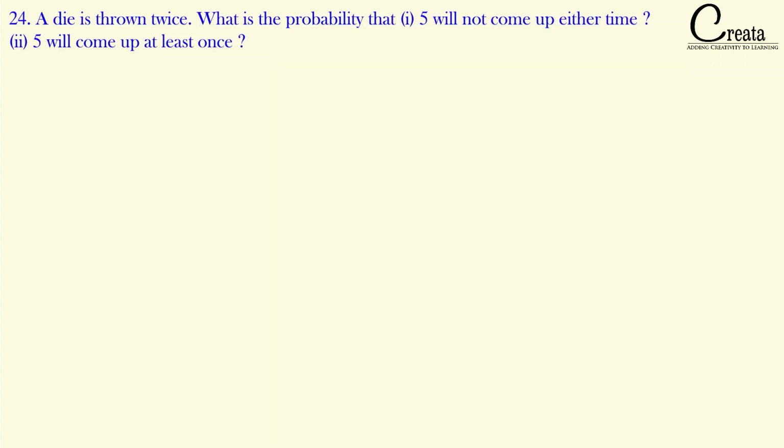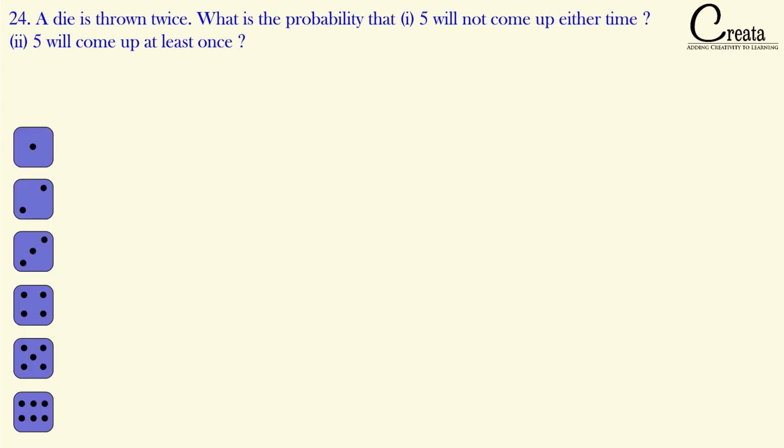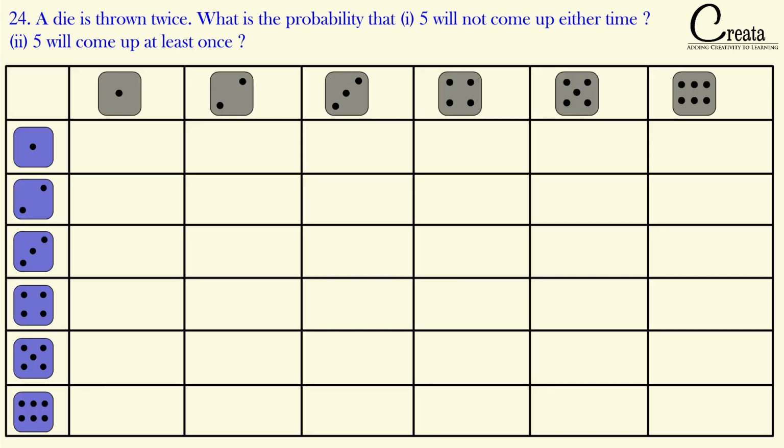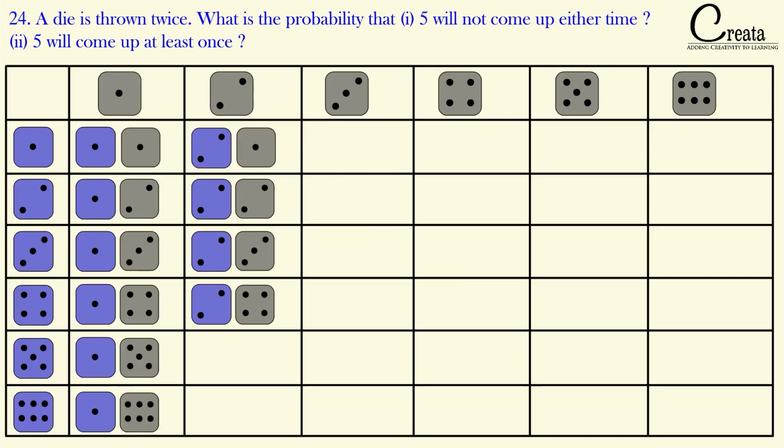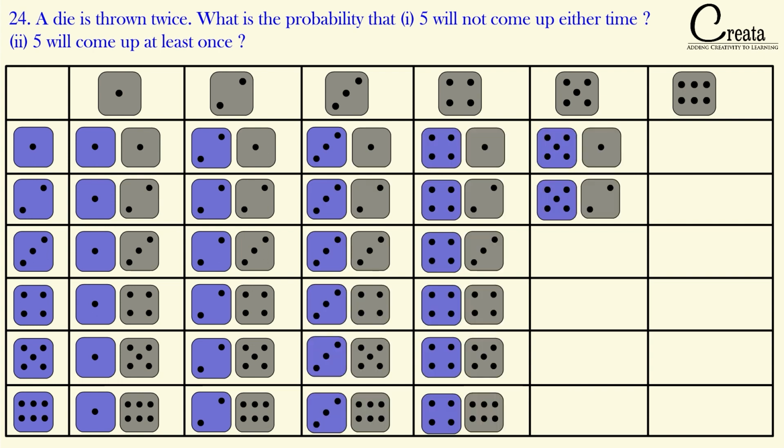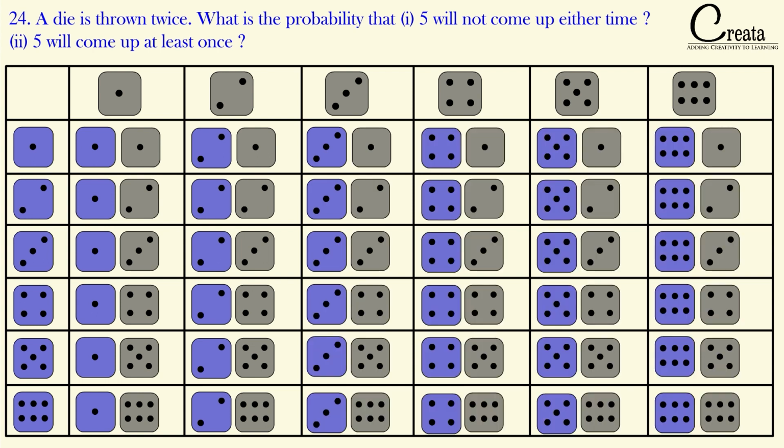A die is thrown twice. What is the probability that in the first case 5 will not come up either time, and in the second case 5 will come up at least once? Firstly, let's observe the question. Here we are rolling 2 dice. In the previous questions also we have done similar cases. We got all these 36 outputs when we roll the 2 dice.